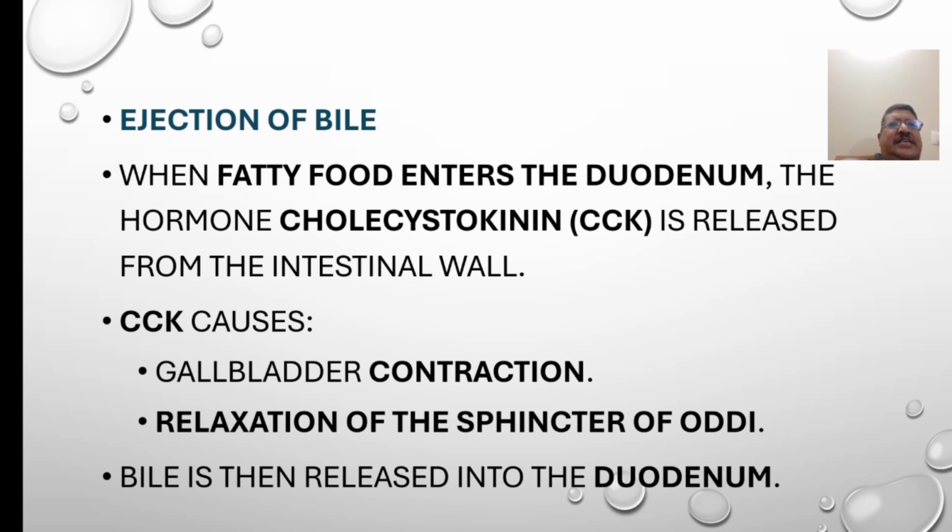Ejection of bile. When fatty food enters the duodenum, the hormone cholecystokinin is released from the intestinal wall. CCK causes gallbladder contraction and relaxation of the sphincter of Oddi. Bile is then released into the duodenum.